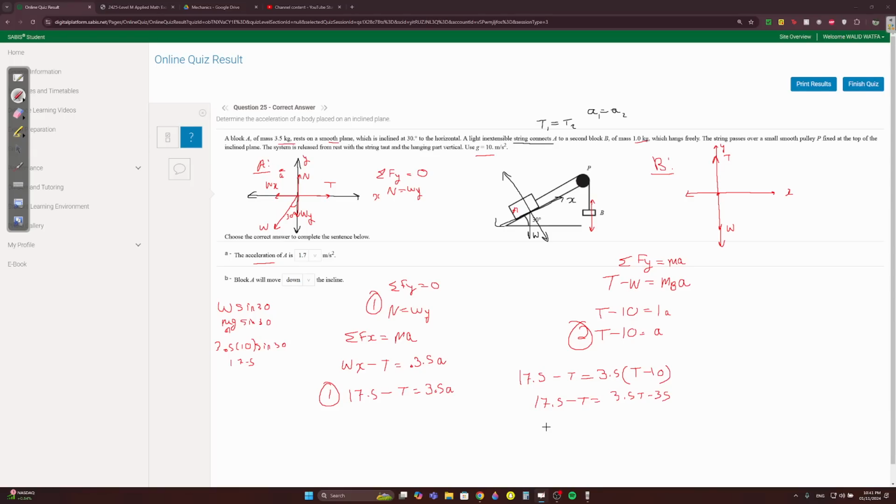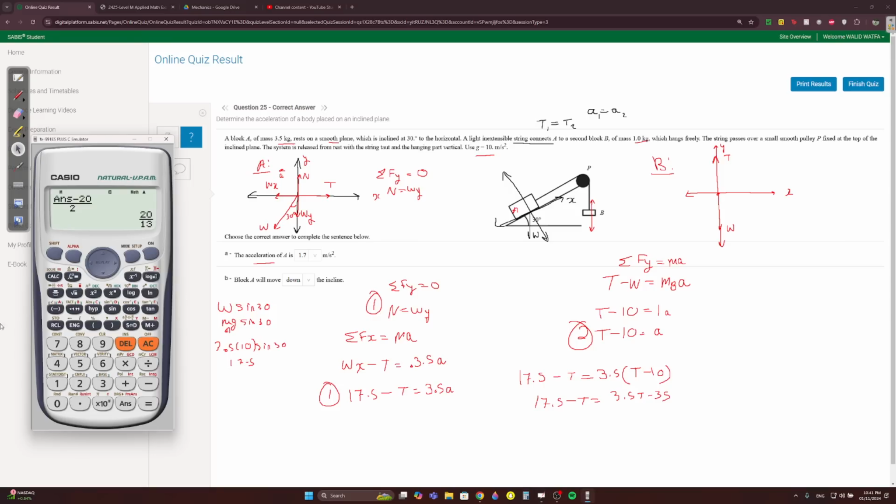You're going to take T here, 35 there. You're going to get 17.5 plus 35 divided by, I would say 4.5. Whoa! 3.5 T plus T. I did something definitely wrong. 3.5 plus 1. You get 35 plus 17.5 divided by 4.5. Wait. I got it correct.